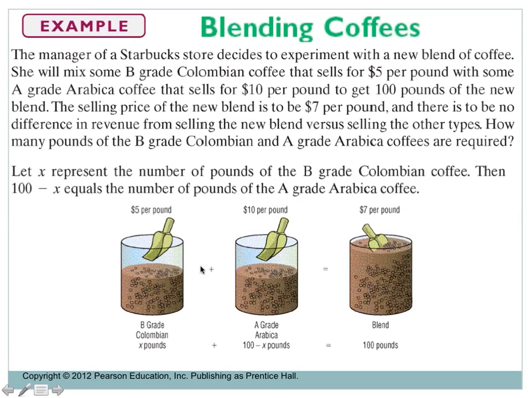So if you look at this drawing here, we have our B grade coffee, our A grade coffee, $5 per pound, $10 per pound. The blend is going to be $7 per pound. The blend is 100 pounds. So if we call this X, this has to be 100 minus X. So for example, if we have 25 pounds of B grade, that means we need to have 75 of A grade in order to have 100.